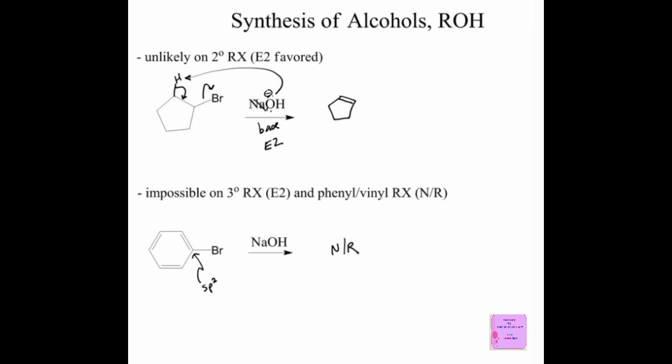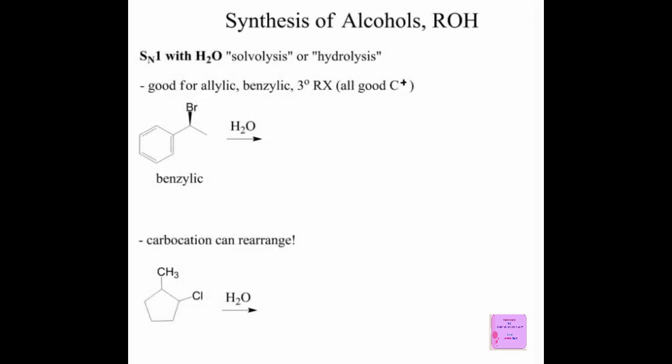Okay, so SN2 is one option for doing a substitution synthesizing an alcohol. We could also do an SN1 reaction with water as our nucleophile. Now this is a weaker nucleophile, so water is not going to come and attack and do a one-step mechanism, but we can get a substitution via an SN1 mechanism where we have a carbocation involved. We call this reaction solvolysis because it's reacting with a solvent, or more specifically hydrolysis, since it's reacting with water.